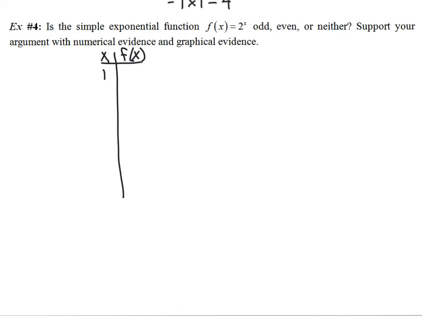So for example, if x is 1, 2 to the first is 2. If x is negative 1, 2 to the negative first, oh, that's good review, that gives me a 1/2. If x is 2, 2 to the second is 4, but remembering back to our exponents, if x is negative 2, 2 to the negative 2 is 1/4. So this is making it look like I have neither an even nor an odd, because when I take the opposite input, it doesn't give me the same output, but it also doesn't give me opposite output.